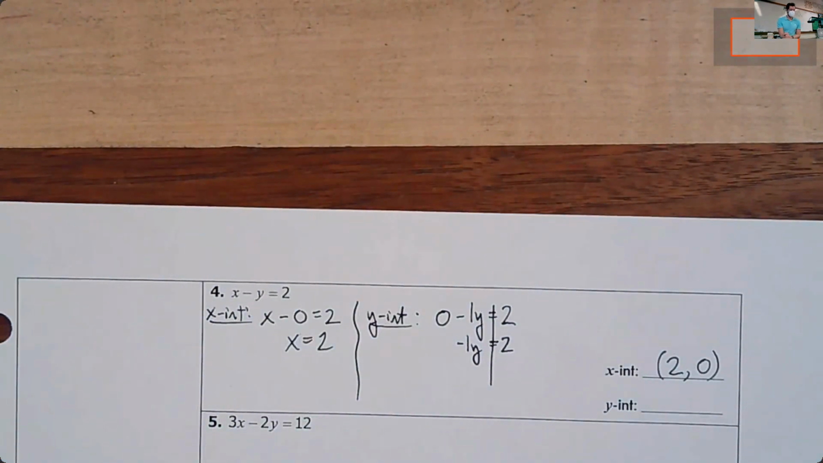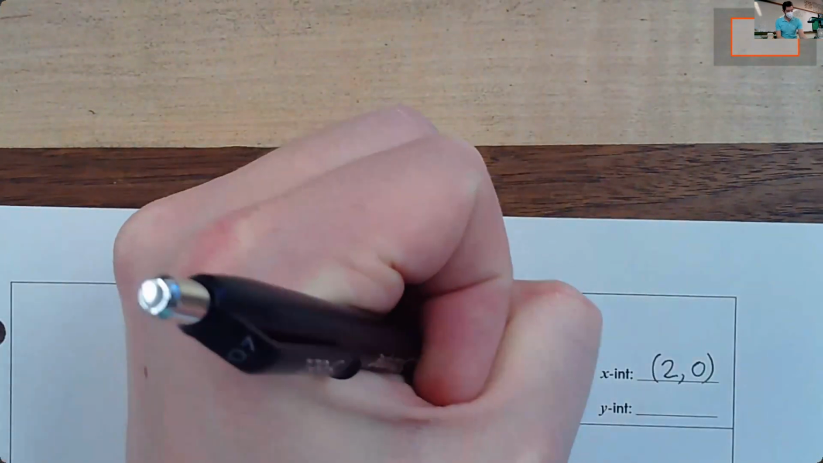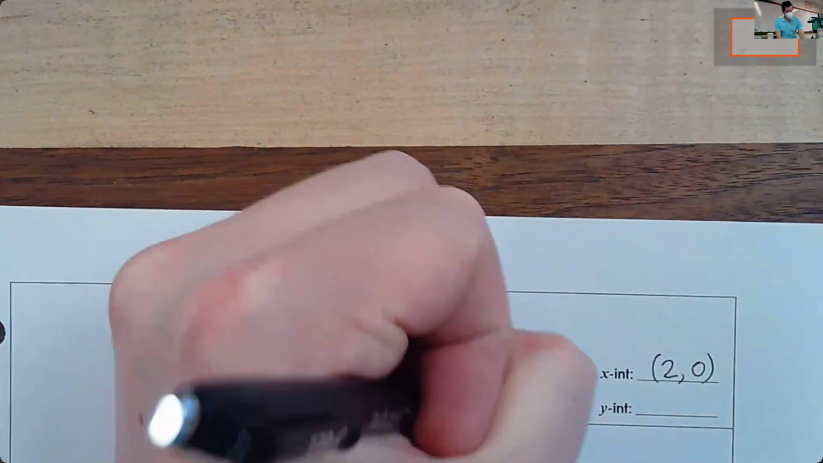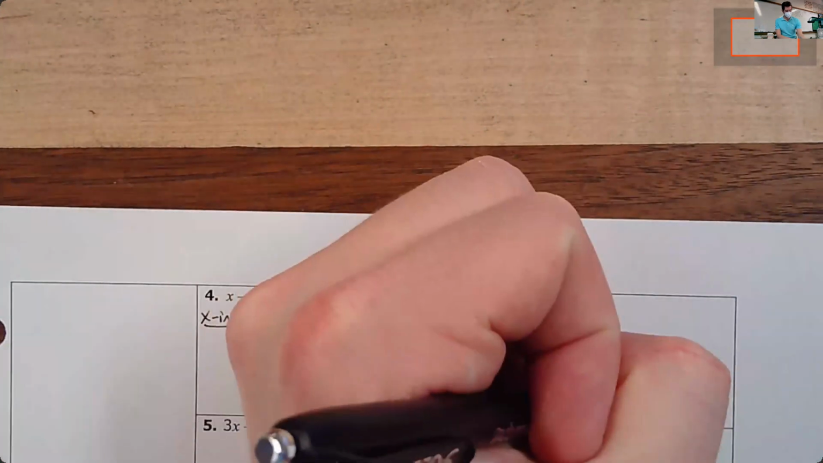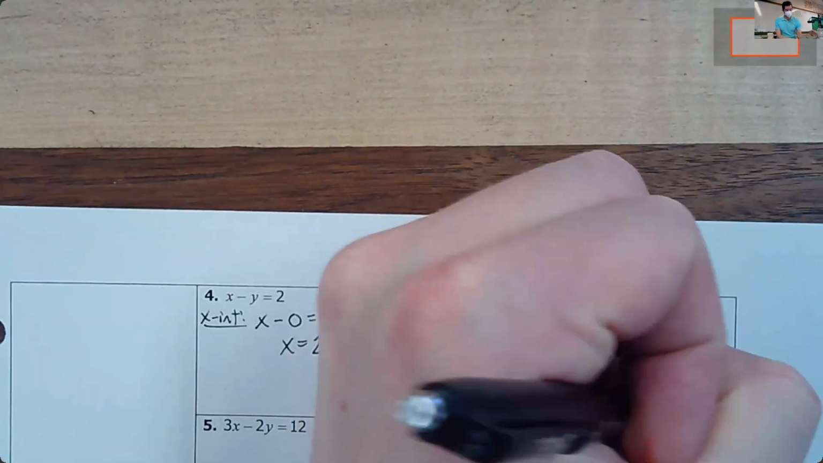Okay. We have to do one thing here in order to get y by itself. What do we have to do? Yeah, divide by negative 1. And the y's cancel out, and 2 divided by negative 1 is negative 2. So the y-intercept is negative 2. X-intercept positive 2, y-intercept negative 2. Would be 0, comma, negative 2.